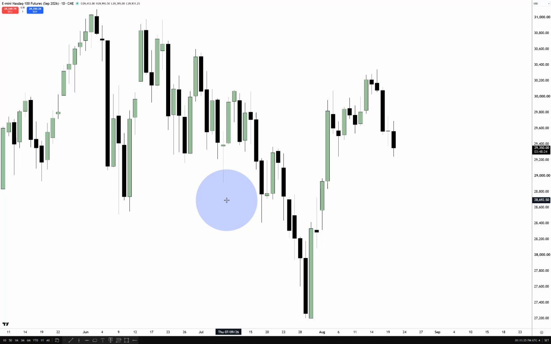So we have this low right here. It happens to be August 6th, 2026. And I called this out the other day on X, and I said that there were some relative equal lows on intraday between August 6th and 7th. And it came down and hit that rather handsomely.